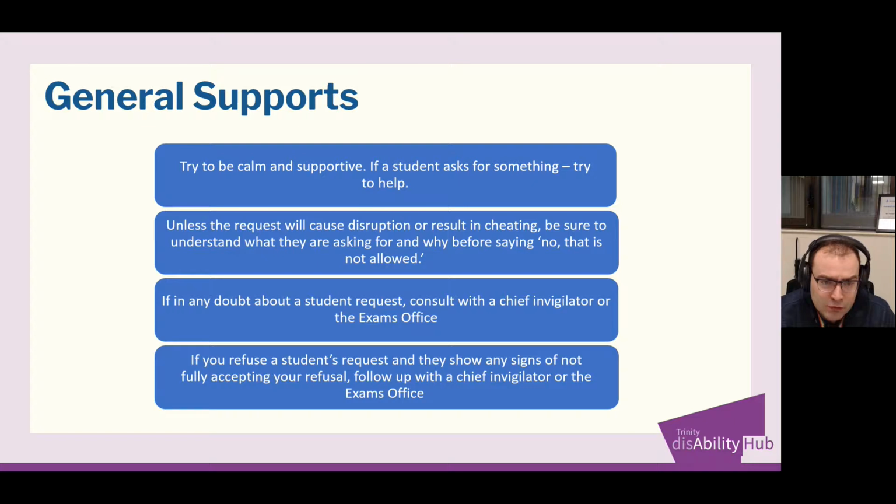If you refuse a student's request and they show signs of not fully accepting this refusal, follow up with the Chief Invigilator or the exams office to make sure that you are offering appropriate support and also that you are comfortable with the decision you made.